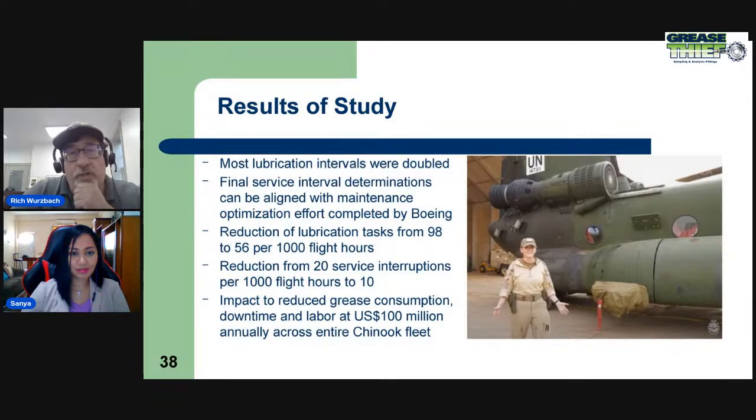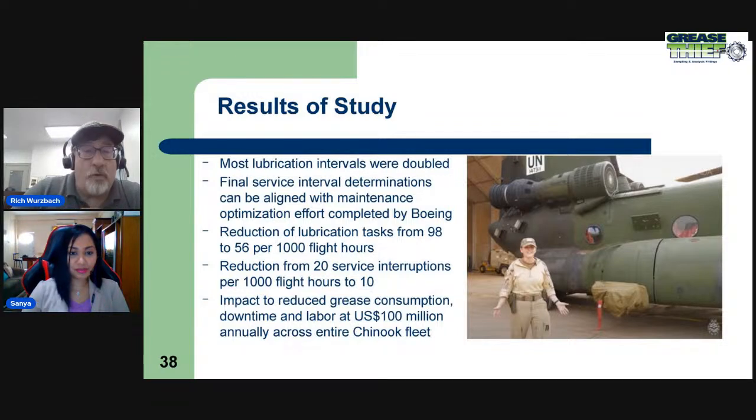So most of the lubrication intervals were doubled. The final service intervals were aligned with other maintenance tasks, which makes sense. They reduced the lubrication tasks from 98 to only 56 tasks per 1,000 flight hours. So almost cutting the workload in half. And accordingly, the amount of grease being used cut down as well. So the footprint is down.